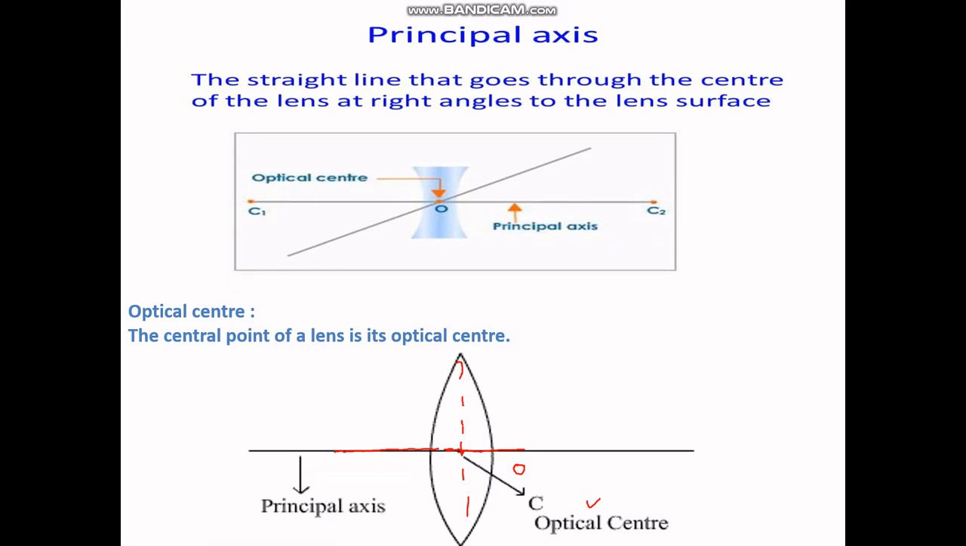Principal axis: the straight line that goes to the center of the lens at right angles to the lens surface. So now you have two terms. One is the principal axis, which passes straight to the center of the lens and is obviously at a right angle to the lens. And another is the optical center, which is exactly the middle. So basically, the principal axis will pass through the centers of curvature of the lens and the optical center.